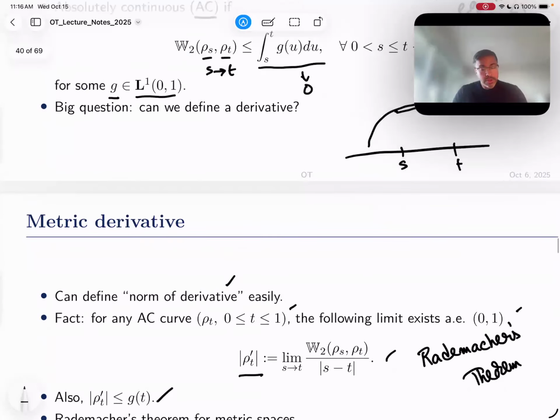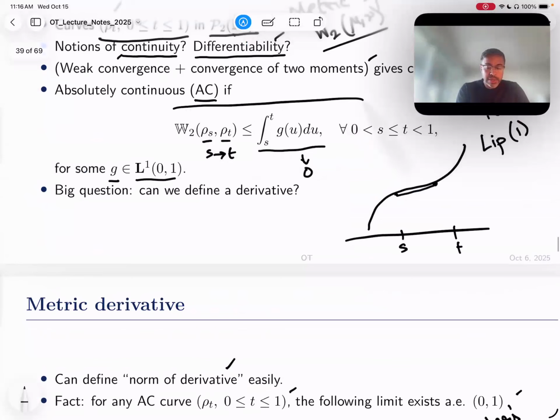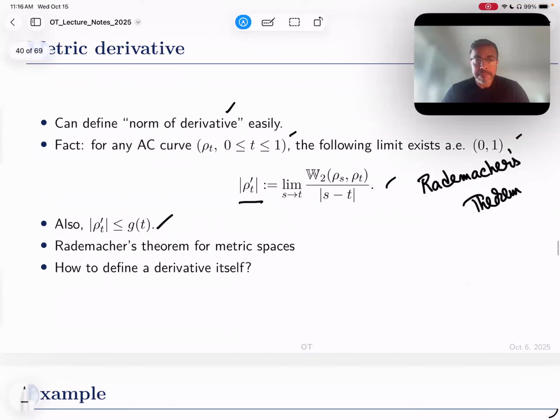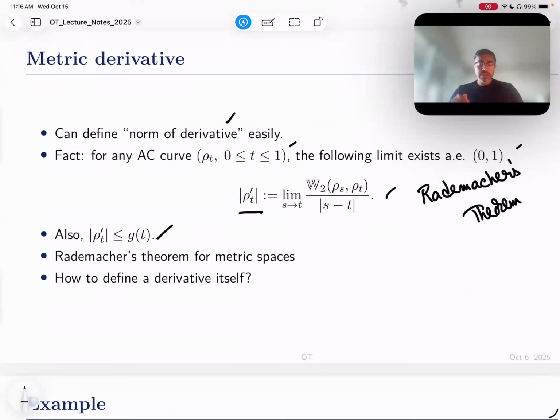Not very hard to believe, simply from this inequality in the definition. If I divide by the absolute value of s minus t, the right-hand side clearly is less than or equal to g of t. So if there is a derivative, and if there is a norm of this derivative, the norm of this derivative should be given by this metric derivative. That's a nomenclature that is very common, a metric derivative, but we don't know what the derivative is. We'll talk about this soon, but at least we can define what is the norm of the derivative.